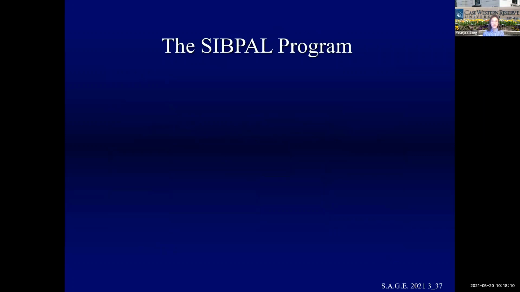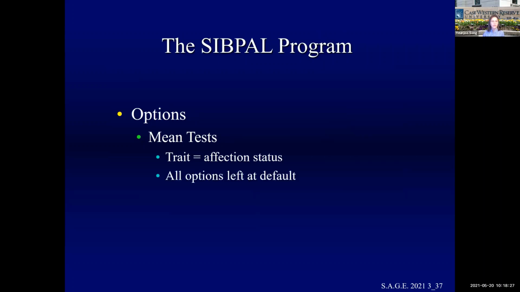The first example that we will consider in this SIBPAL program is the mean test option. The affection status, which is the binary trait, will be our main trait of interest, and all other options will be left at default. Then, depending on whether you did a single point IBD analysis or the multi-point analysis, you can use either one. In this example, we will use the multi-point IBD analysis for chromosome 9, let's say.